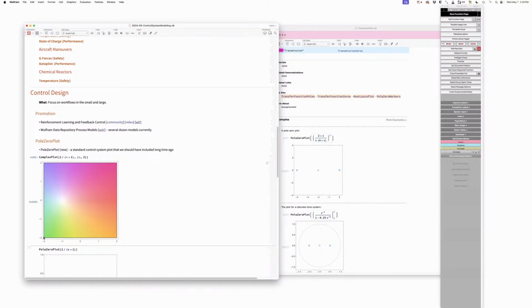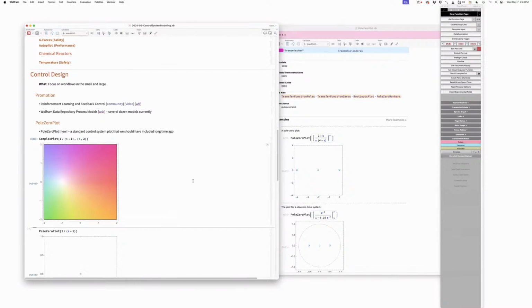Small comment, but we might as well look at it. I would love to see the same thing work here for pole zero plot. Doesn't that have to be hidden away? Go ahead, that's the third argument.